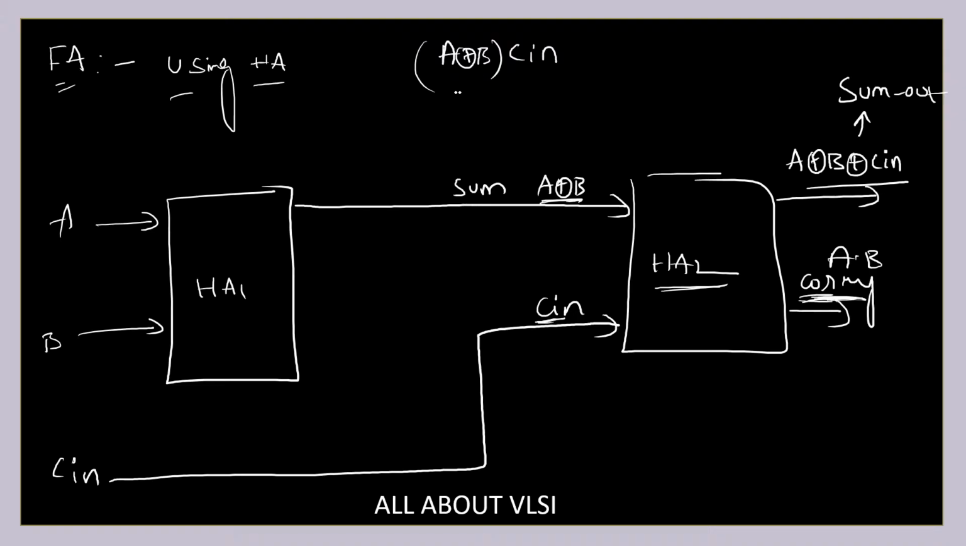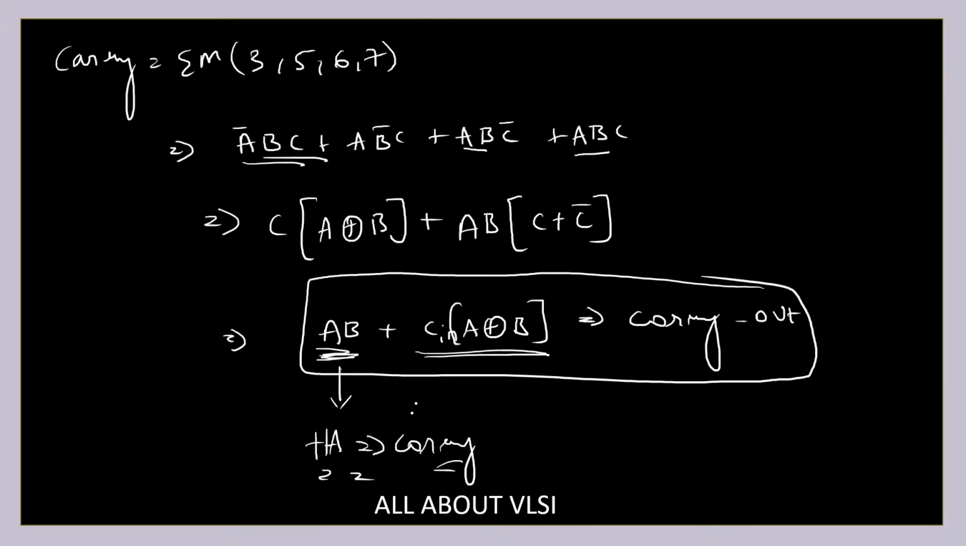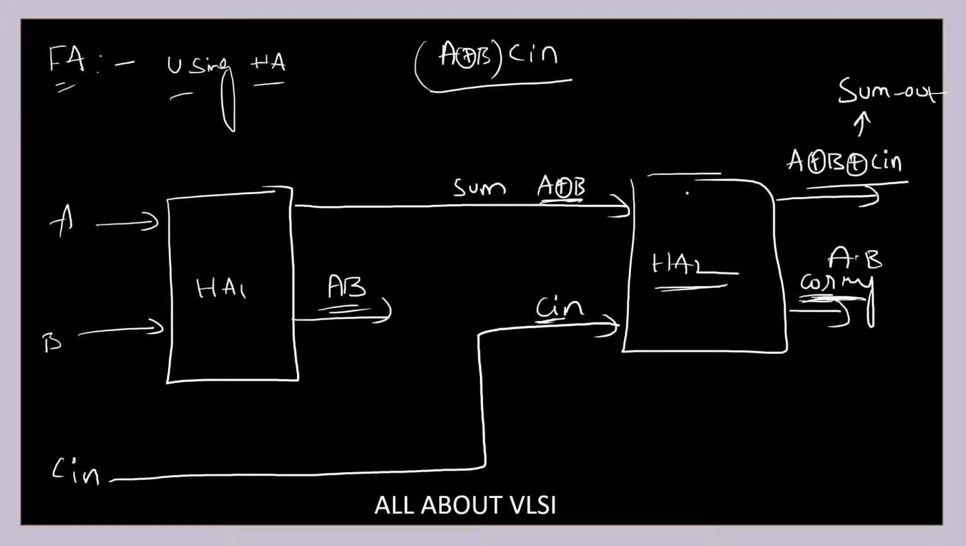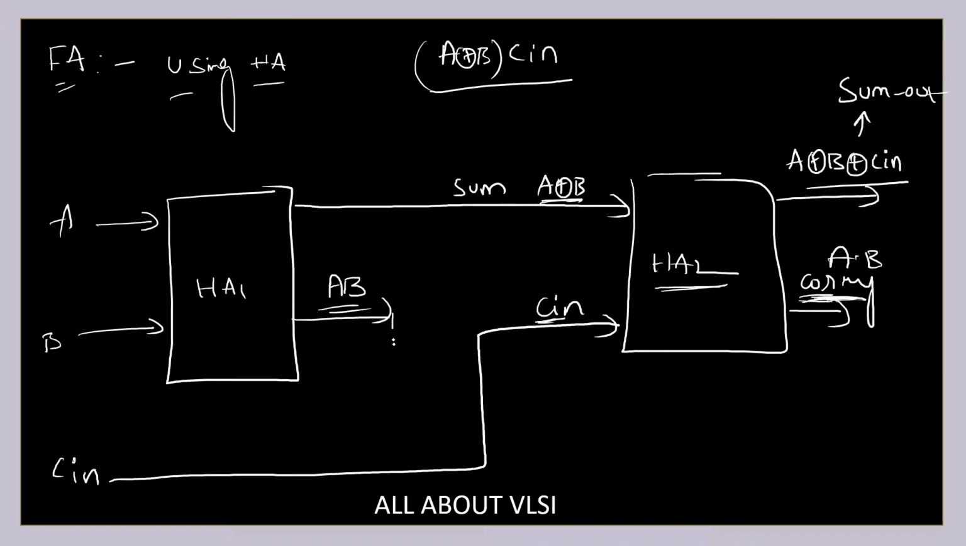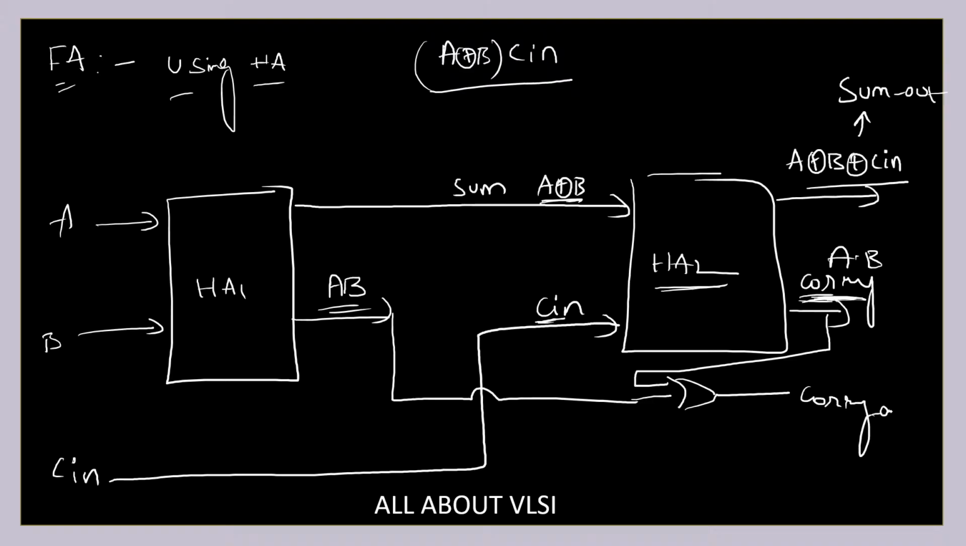So carry of the second half adder is A XOR B into Cin, and carry of the first half adder is AB. So you can see AB is nothing but first half adder carry, and Cin into A XOR B is nothing but second half adder carry. So I can simply perform the OR operation between these two, so that I'm going to get my carry out. So this is how I'm going to implement a full adder using half adder.